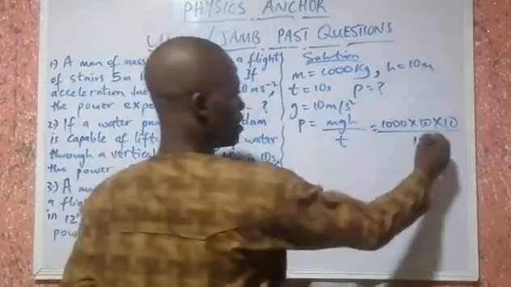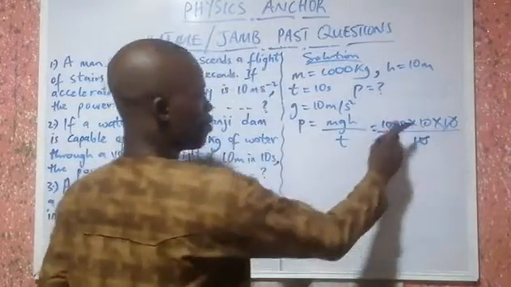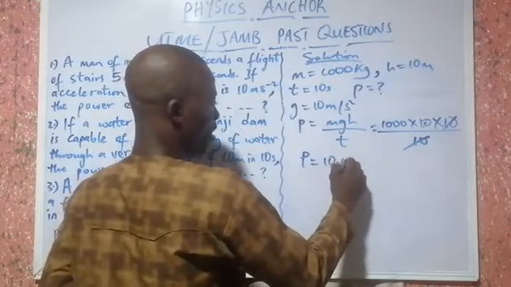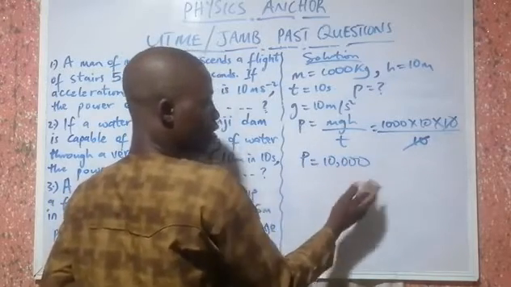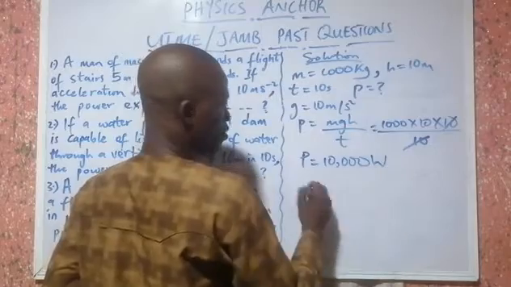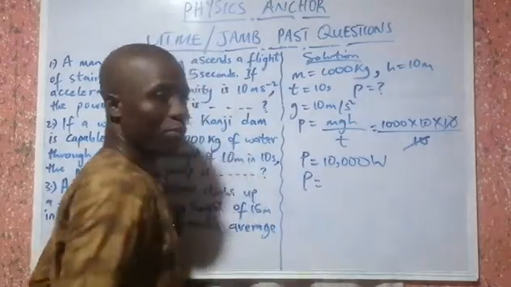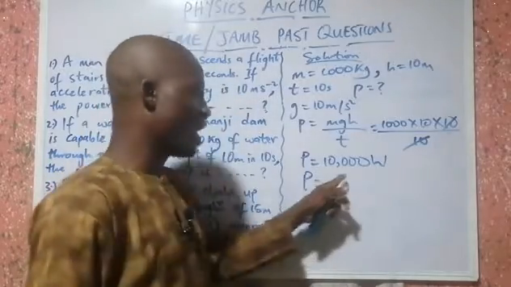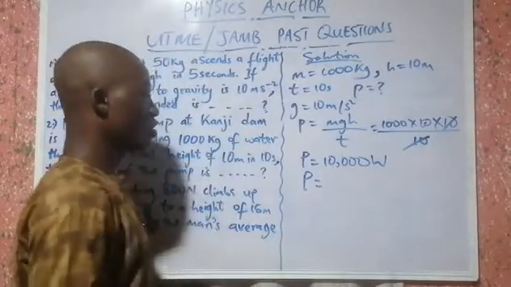And then we can say 10 cancels this 10. So 1000 times 10 will give us power equals 10,000. Because this is large, we can convert it to kilowatt, depending on what you have in the options. So in the options, it is very likely that they convert it to kilowatt.